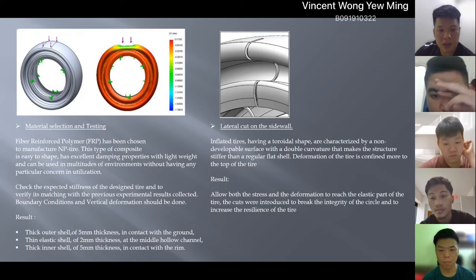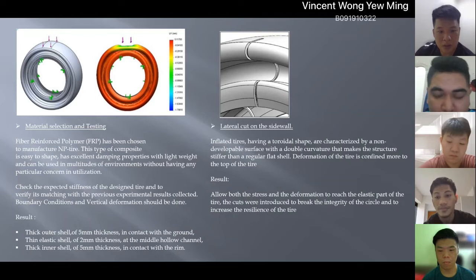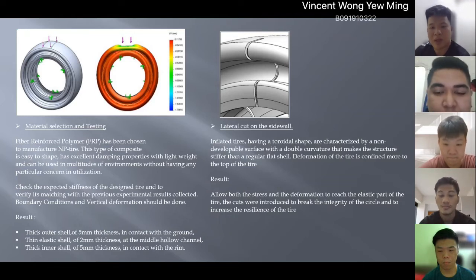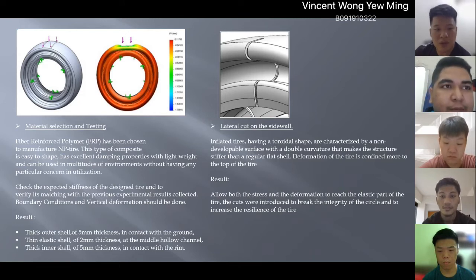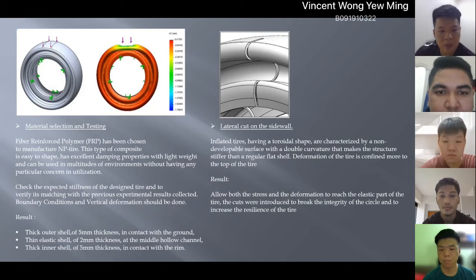Flattened tires have a throttle shape, characterized by a non-developable surface with a double curvature that matches the structural stiffness better than a regular flat shell. Deformation of the tire is confined more to the top of the tire. For the result, both the stress and the deformations reach the elastic part of the tires.